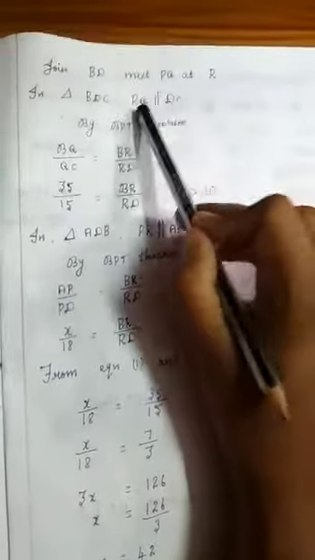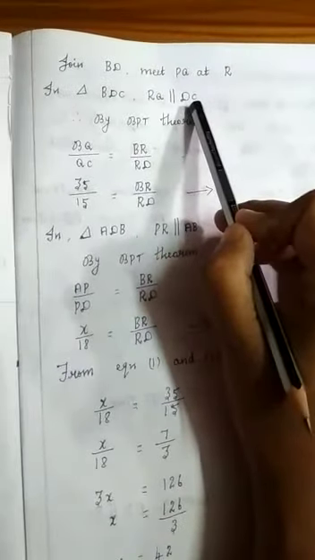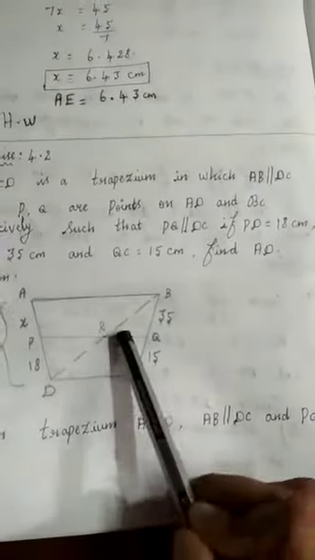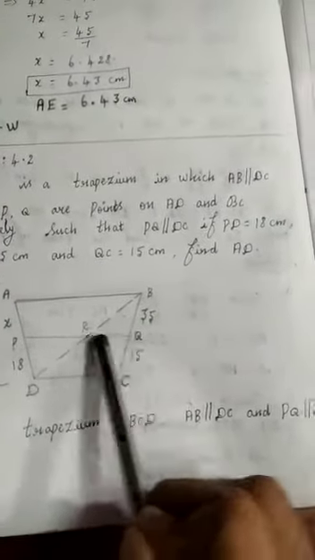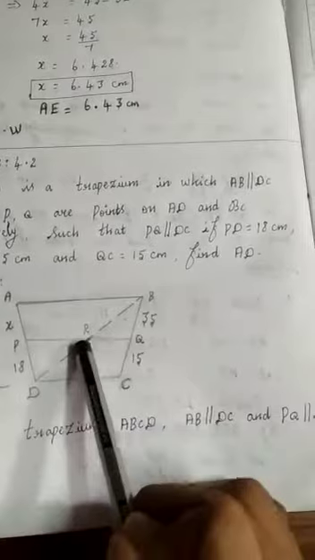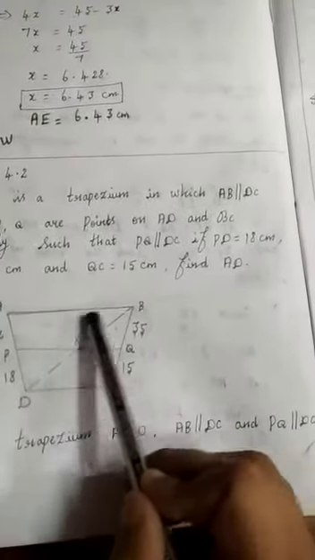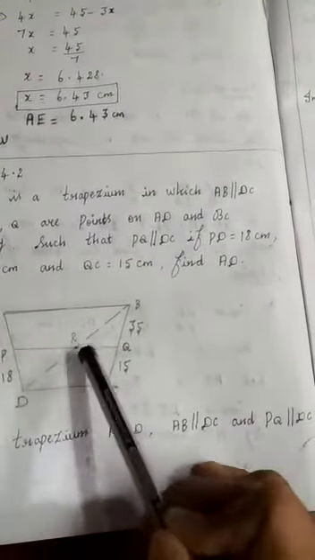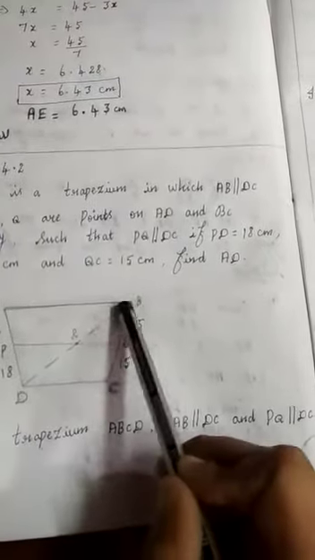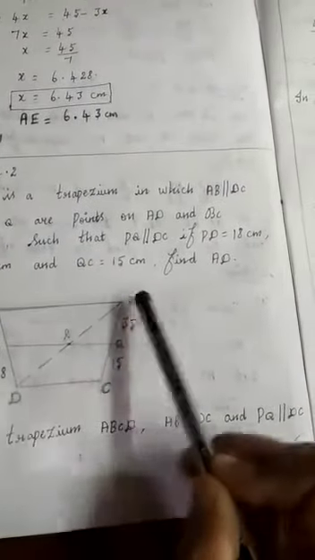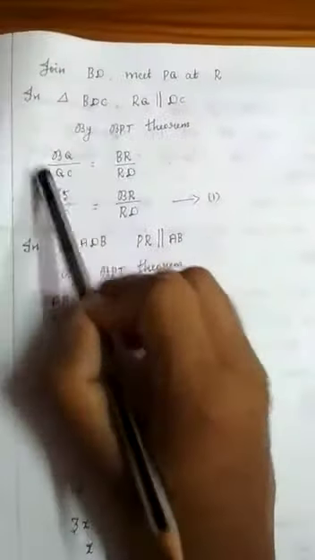So these two lines are parallel, so using the BPT theorem you know that it divides the sides in equal ratio. This line divides the sides in the equal ratio. Then how can we write? BR divided by RD, because these two lines are parallel, is equal to BQ divided by QC. So we have written that one.